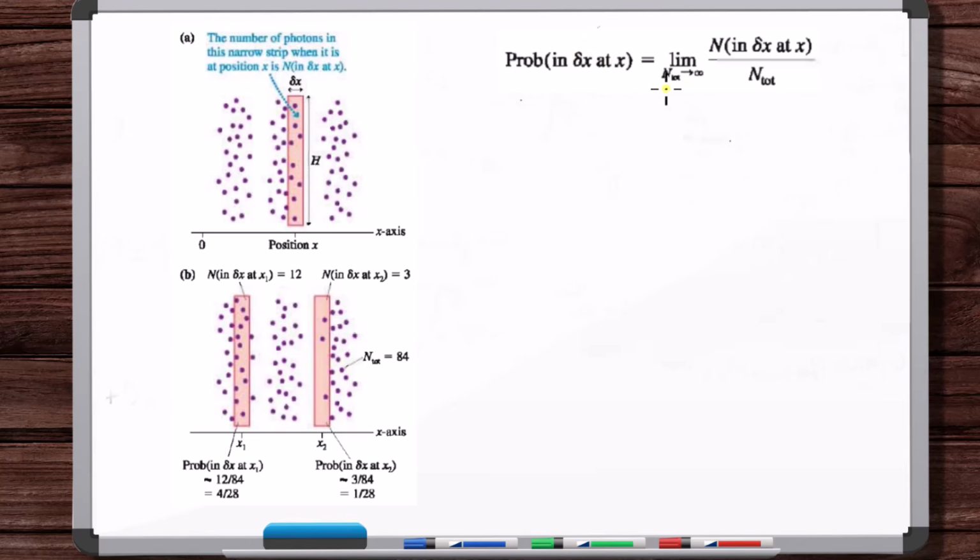You take the limit as n total goes to infinity, right? So you imagine it's an infinite number of photons that you did the experiment with. You count the number of photons, the n is the number of photons in the delta x strip at x, divided by n total. And then same idea with expected value. If you pass 50 photons, how many do you expect to land in the strip at x? That would be n times this probability in delta x at x. Okay, we're on our way.